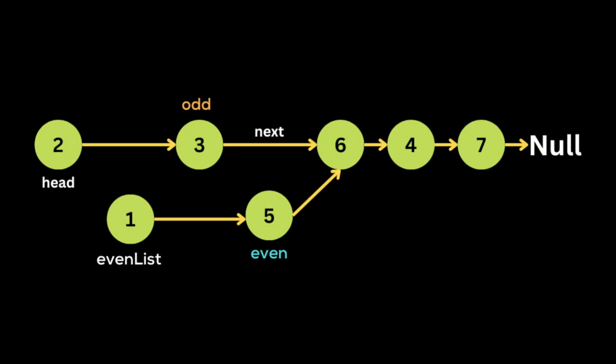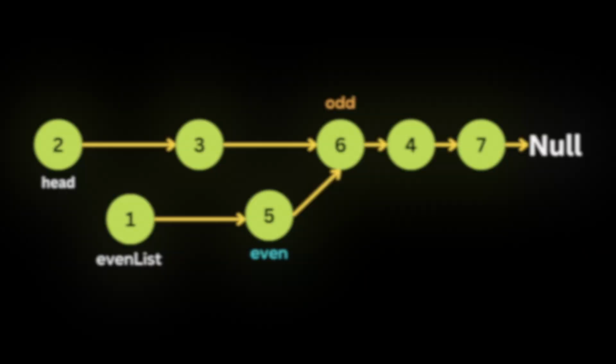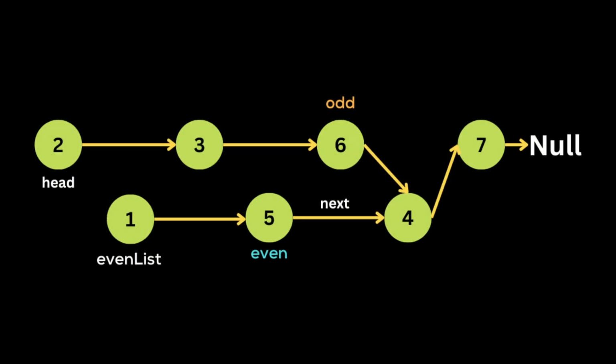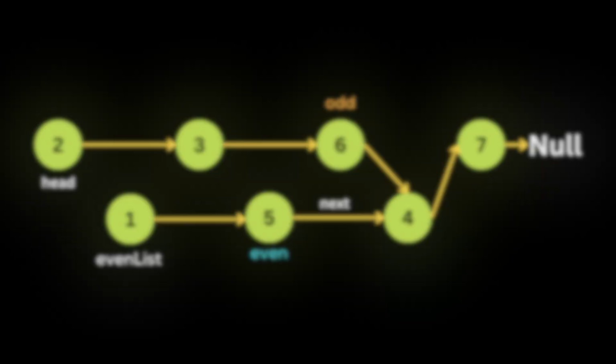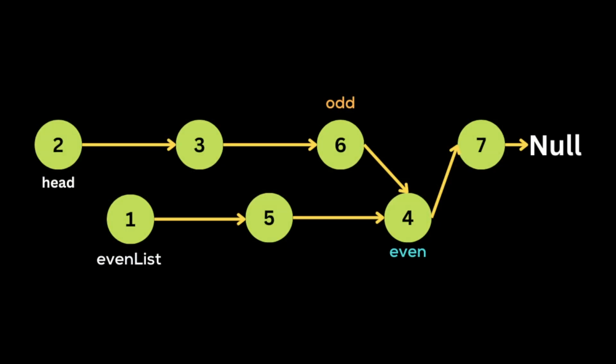At the next iteration, we repeat the same process by pointing the next pointer of the current odd node to the next node after the even node, which has the value 6, and then we move the odd pointer to the next node. After that, we set the even next pointer to point at the next node after the odd node, which has the value 4, and next we move the even pointer to point at the next node with the value 4.